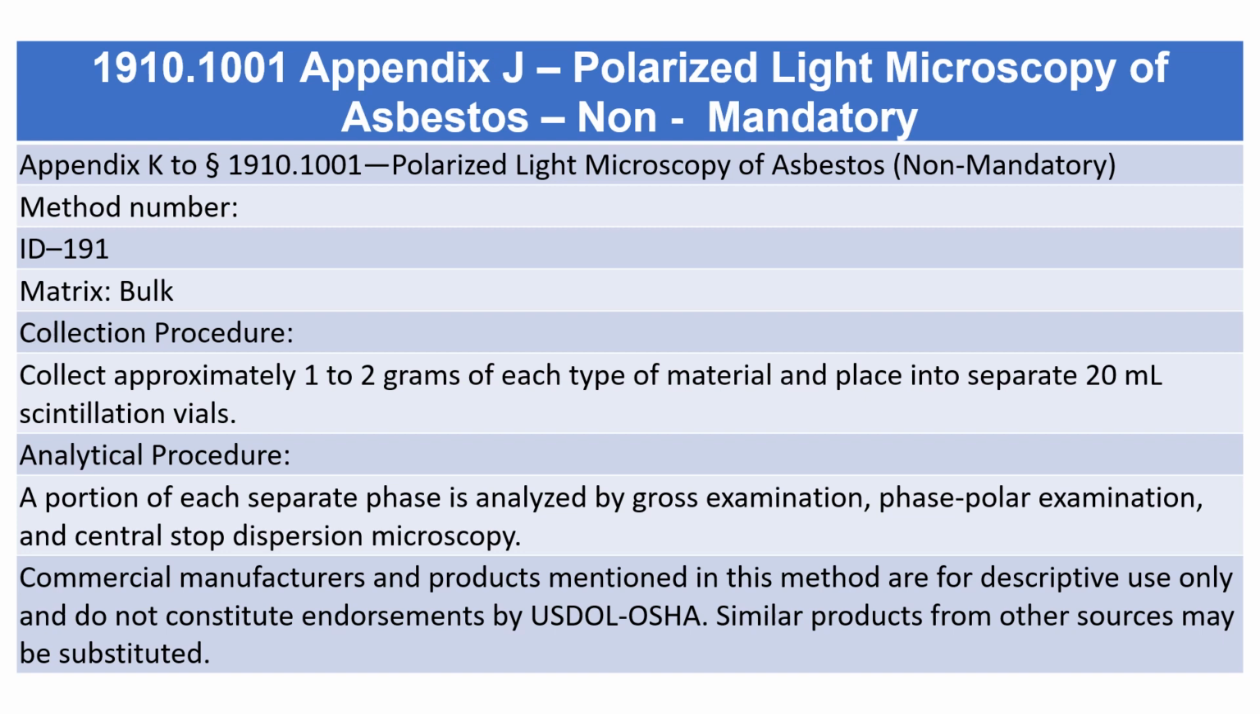Matrix, bulk. Collection procedure: collect approximately 1 to 2 grams of each type of material and place into separate 20 ml scintillation vials. Analytical procedure: a portion of each separate phase is analyzed by gross examination, phase polar examination, and central stop dispersion microscopy. Commercial manufacturers and products mentioned in this method are for descriptive use only and do not constitute endorsements by OSHA. Similar products from other sources may be substituted.